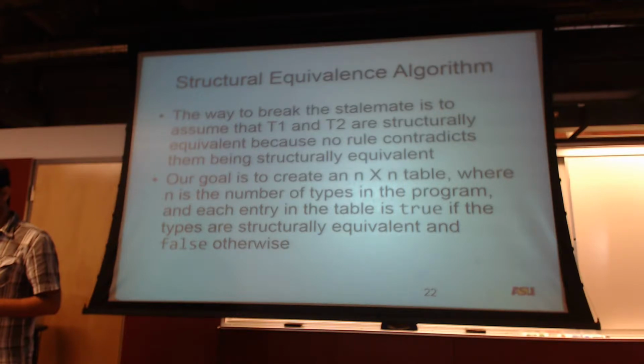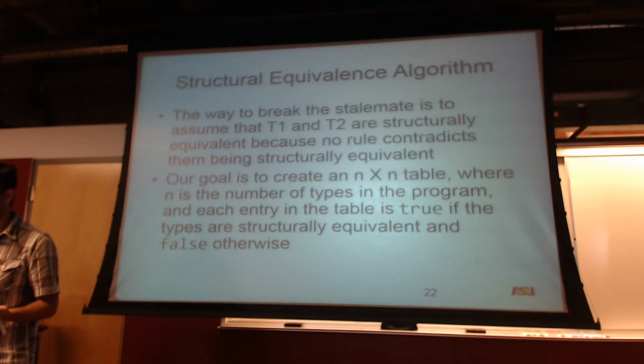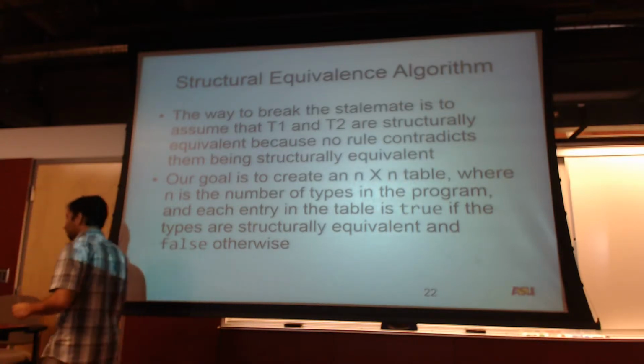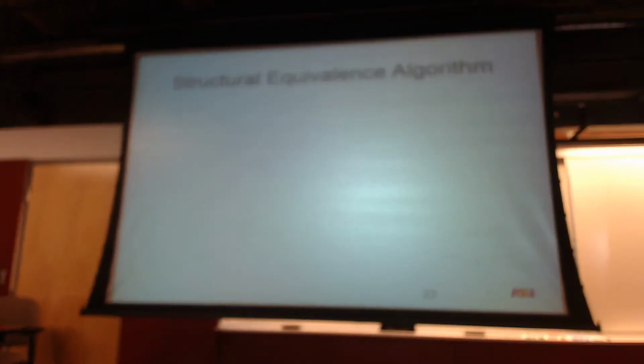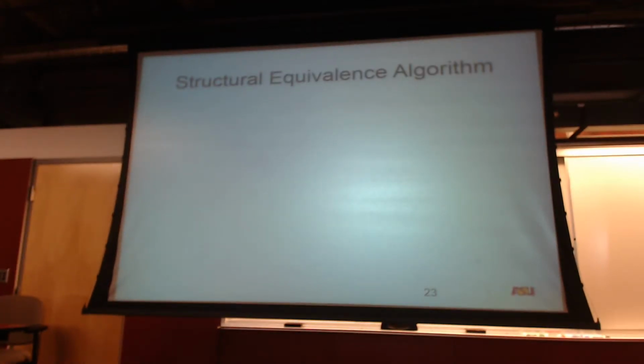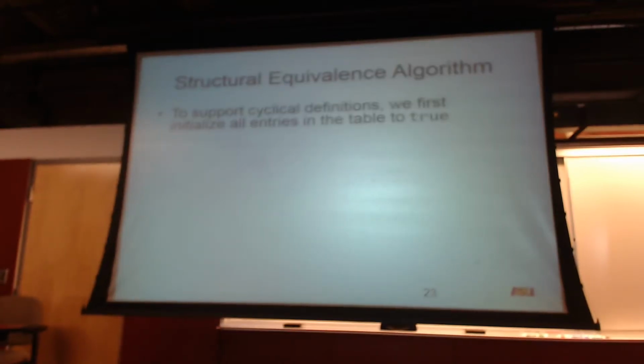If you consider the diagonals of the table, will all of them be true or false? True. They will be true, because T1 is structurally equivalent to T1, right? So the diagonal should be true. Just one diagonal.